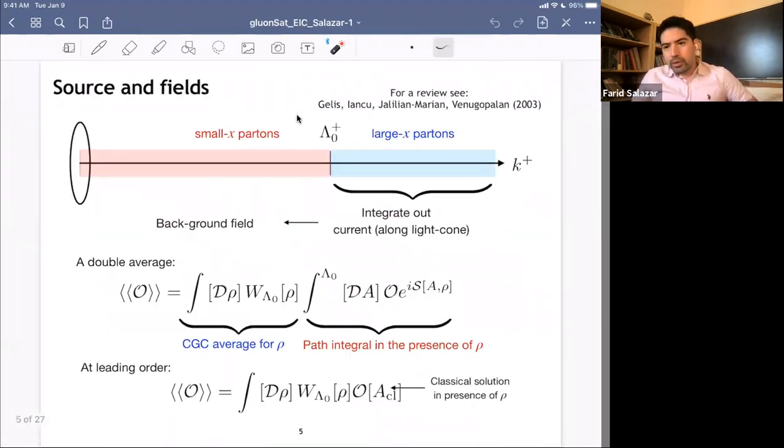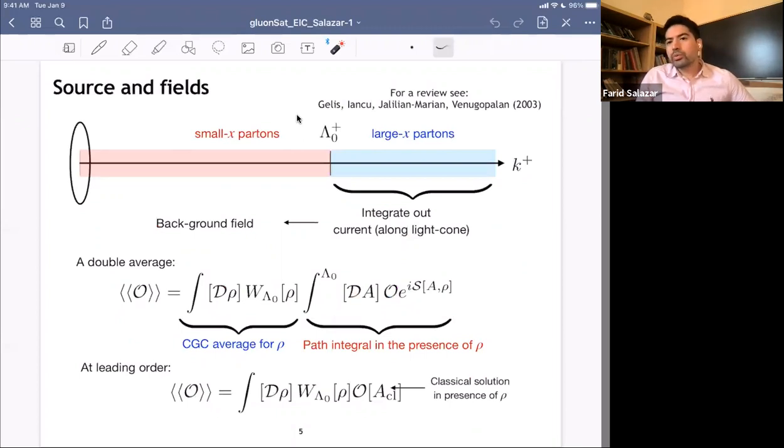So if you open one of these CGC papers, you will see some terminology. And if you're not familiar with this terminology, you can get a little bit lost. So let me explain some of the things that you will see often in these papers. So as I said, this is an effective field theory.